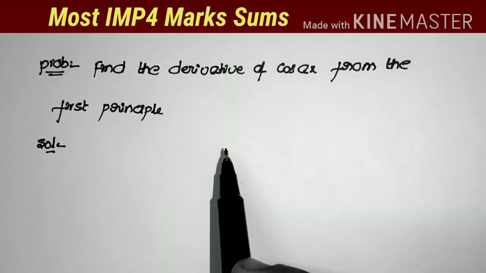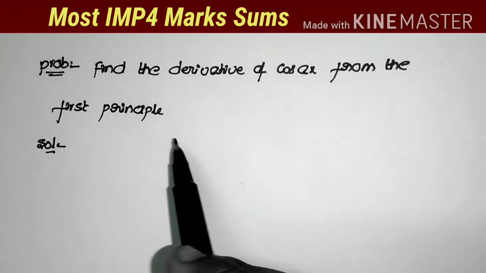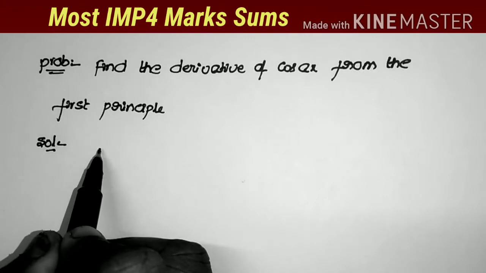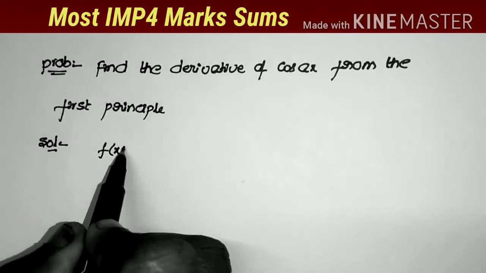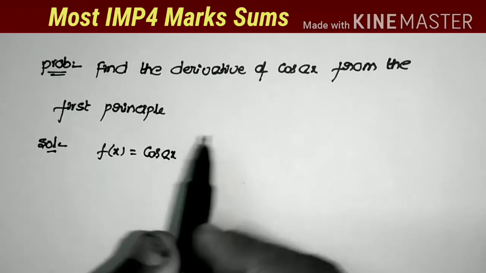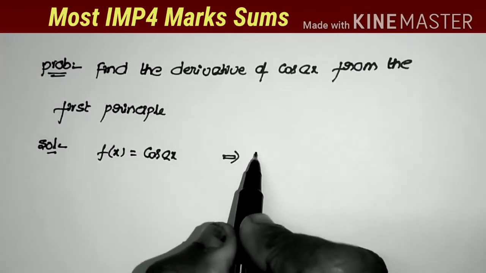Next problem. Find the derivative of cos ax from the first principle. This is also a very important sum for 4 marks. Same procedure. First we take that the given function is equal to f of x, that is f of x is equal to cos ax.